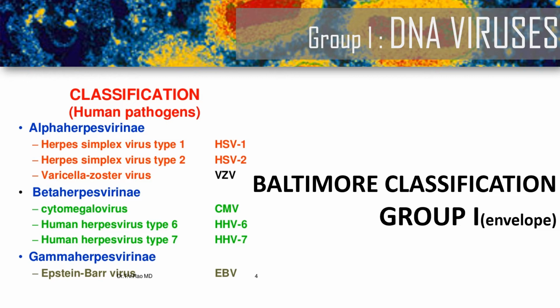And then you also have beta herpesvirinae, that's your cytomegalovirus, CMV. You have your herpes simplex virus type 6 and type 7. And for gamma herpesvirinae, that's your EBV, Epstein-Barr virus, which is the causative agent of your kissing disease. We'll discuss that one later, class.